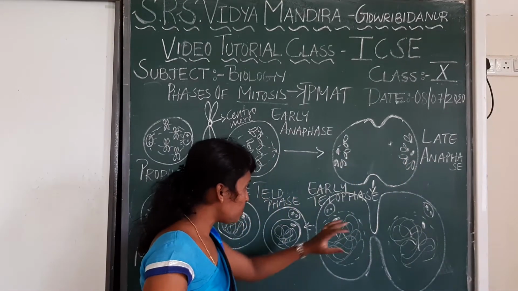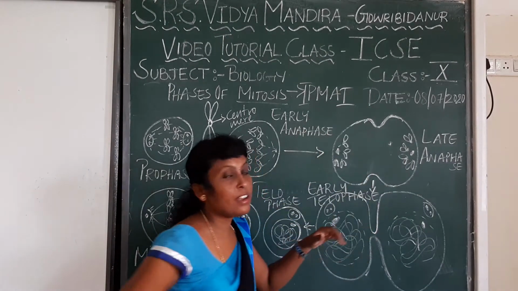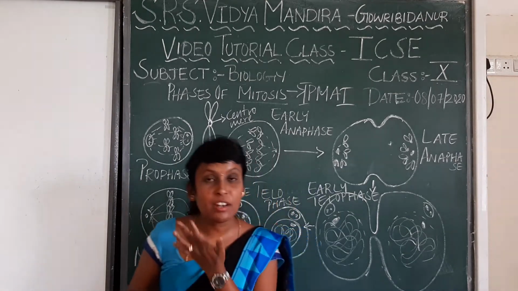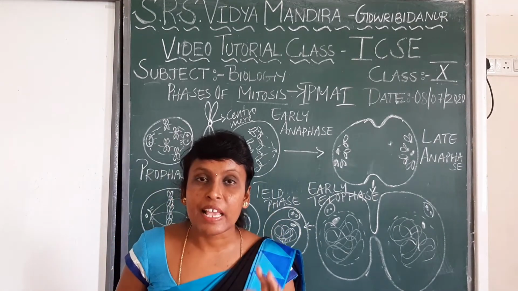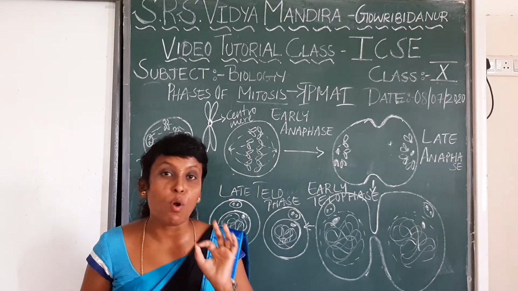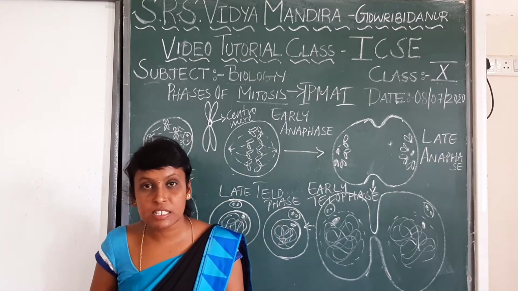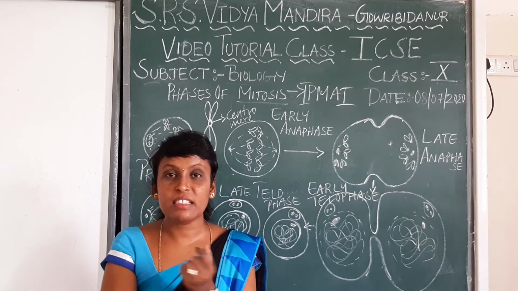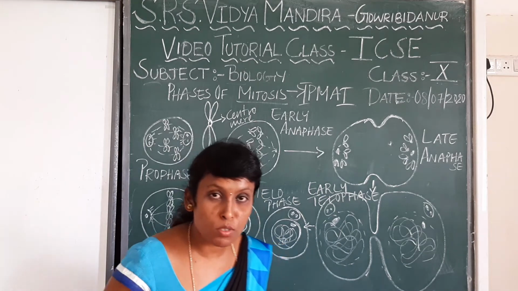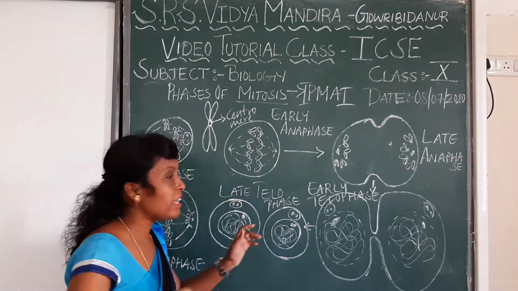Next, coming to the early telophase. Here you can see T. What happens in the early telophase? My dear children, telophase is the phase which is exactly opposite of the prophase. What happened in the prophase? The nuclear membrane disappears, the nucleolus disappears, and chromatin threads condense to form what? Chromosomes, correct? So exactly opposite to that is the telophase.